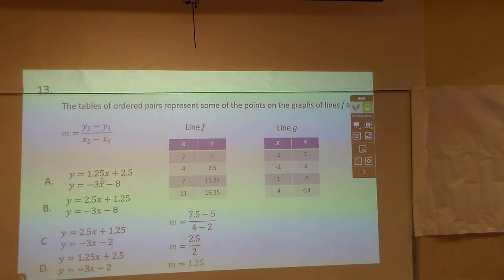A has a slope of 1.25 in it. B does not. That says that y-intercept's 1.25, not the slope, so it's not B. I also know it's not C. So it has to be A or D.